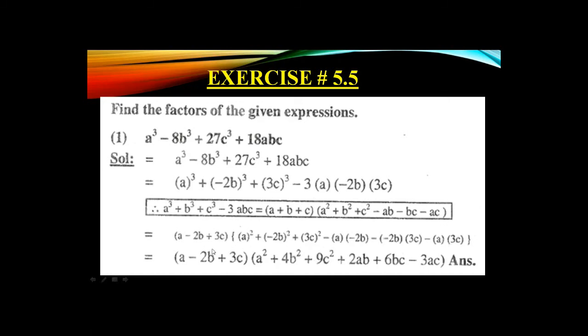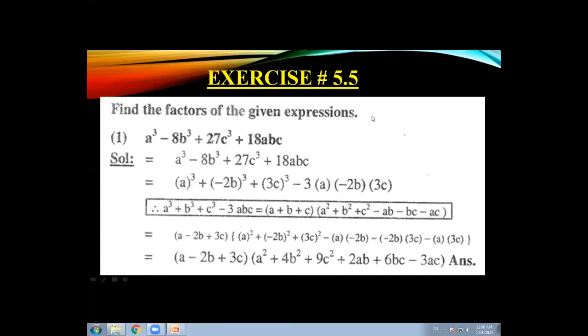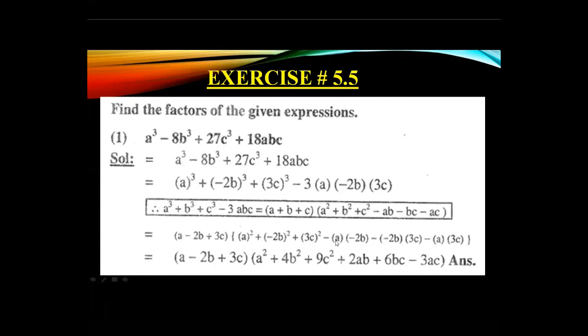So now just simplify the second bracket. The first bracket will remain as it is, that is a minus 2b plus 3c. And in the second bracket, it becomes a square plus minus 2b square, which is equal to 4b square. So it becomes plus 4b square plus 9c square. 3 square is 9, 9c square. Minus minus plus, it becomes 2ab. Minus minus plus, 2 3s are 6bc, and minus 3a into c, 3ac.